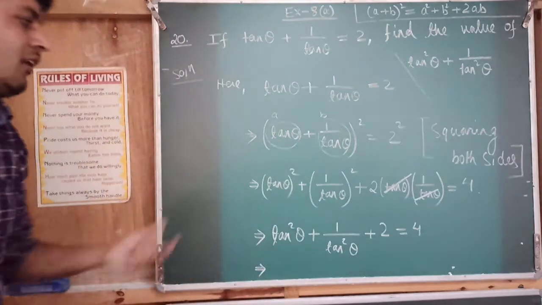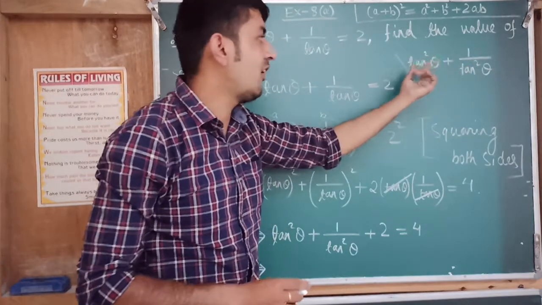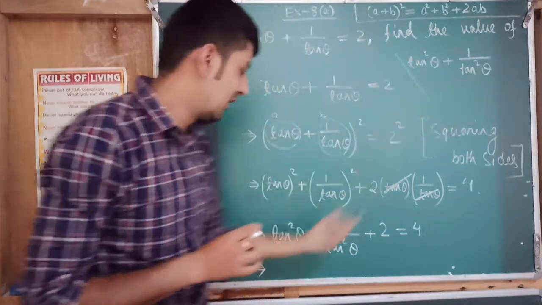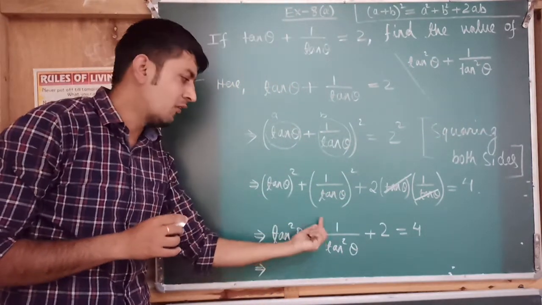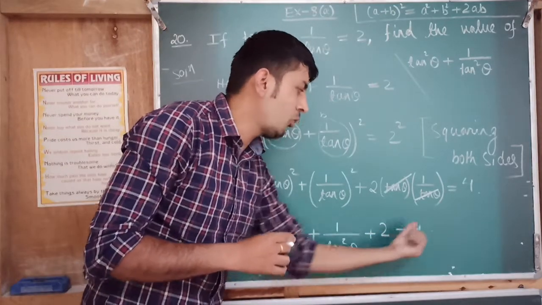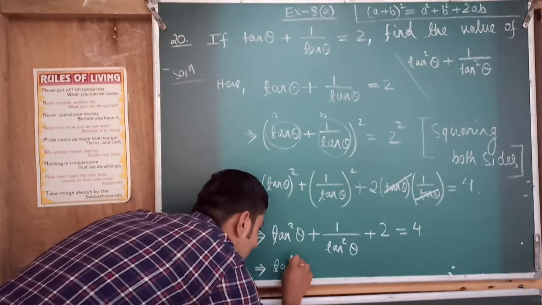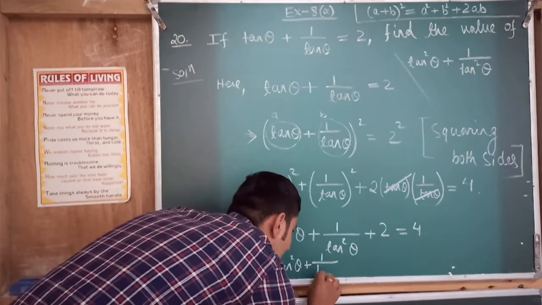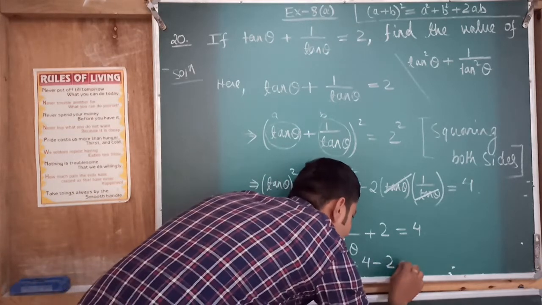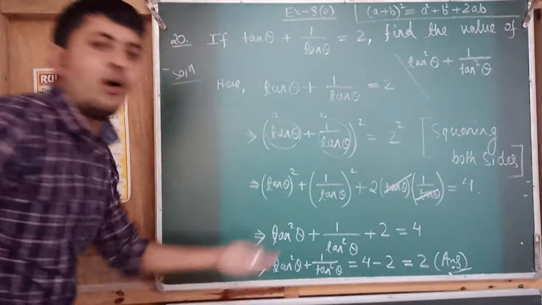So what does this imply? We have almost come to this expression. You see what you have to find out: tan square theta plus 1 by tan square theta. You have already got tan square theta plus 1 by tan square theta. Just bring this 2 to the right hand side, and see, you got the answer. So the next line: tan square theta plus 1 by tan square theta is equal to 4 minus 2. What is 4 minus 2? It is equal to 2. And that is the required answer.